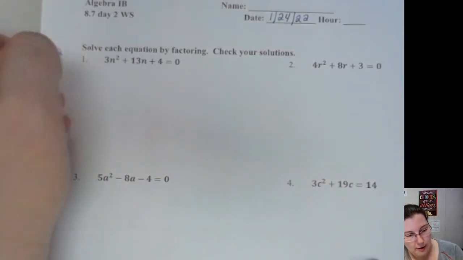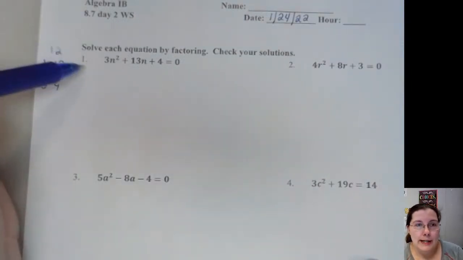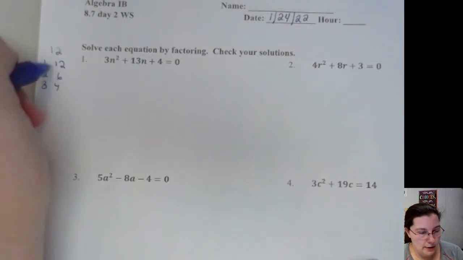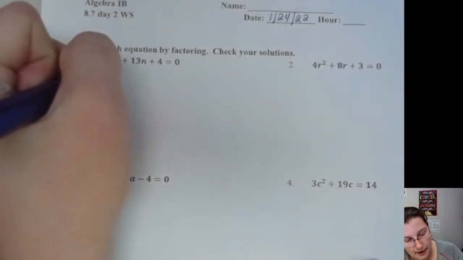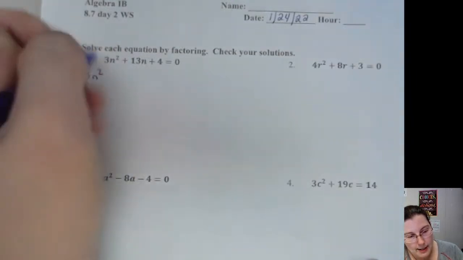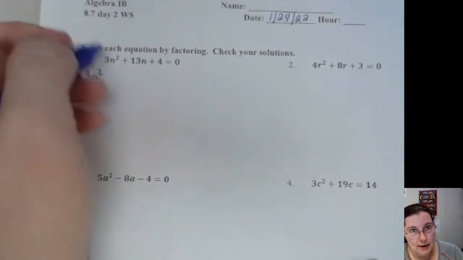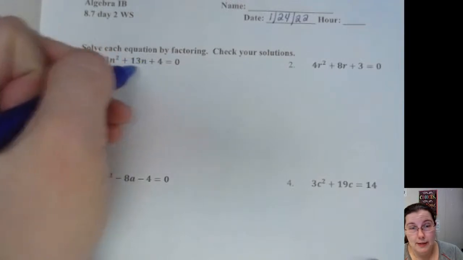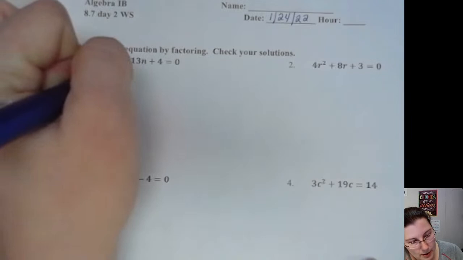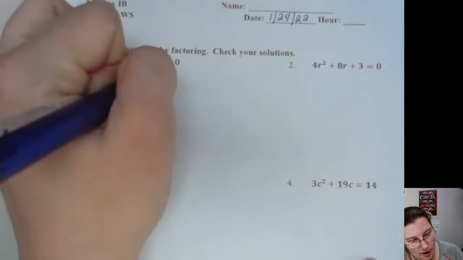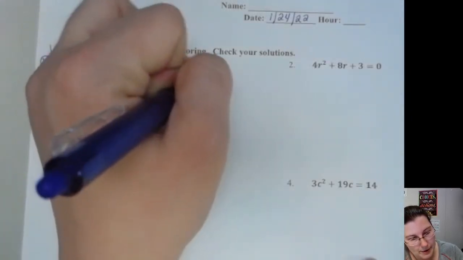And my factors of 12 are 1 and 12, 2 and 6, and 3 and 4. And so I need to get to 13, so the only way to do that is with that 1 and 12. So I'm going to rewrite this. I'm going to have 3n squared. It doesn't really matter which order we put these in. I know because this is positive, that my signs are the same, and this is positive, so they're both going to be plus. So plus 1n plus 12n plus 4 equals 0.